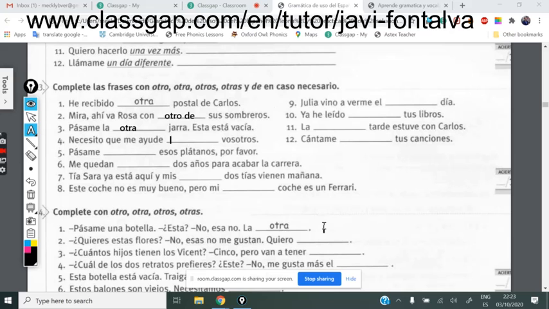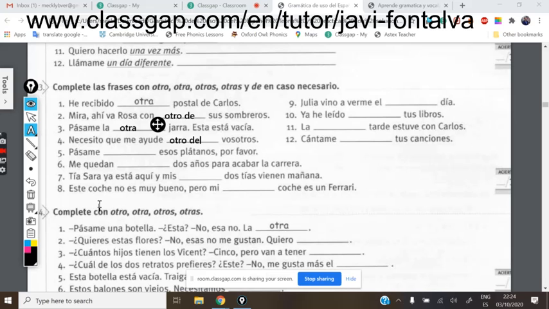Four. Necesito que otro de vosotros me ayude. Otro de vosotros. So another one of you. So I need another one of you to help me. Necesito que me ayude. Notice we use the subjunctive here: ayude. Right.